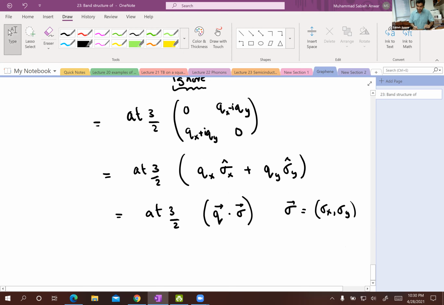So this is exactly what the Dirac Hamiltonian looks like in 2 dimensions, where this q is replaced by a momentum operator. This is the Dirac Hamiltonian in 2D, which is generally observed for relativistic particles in high energy physics.